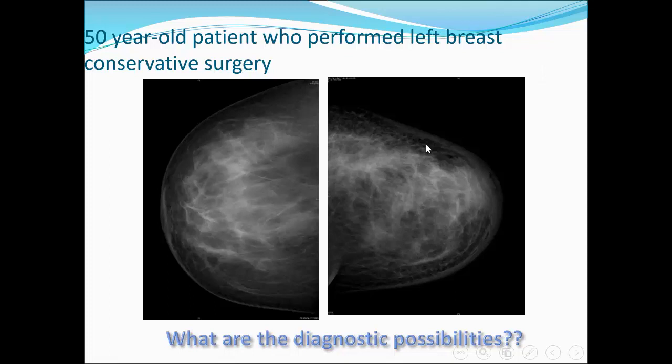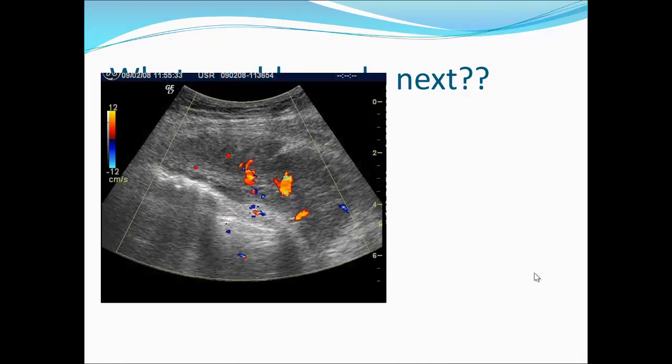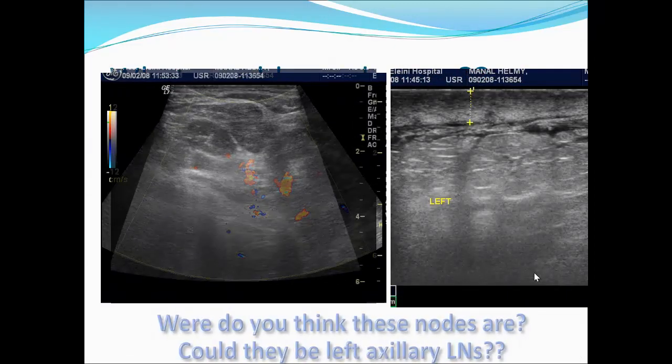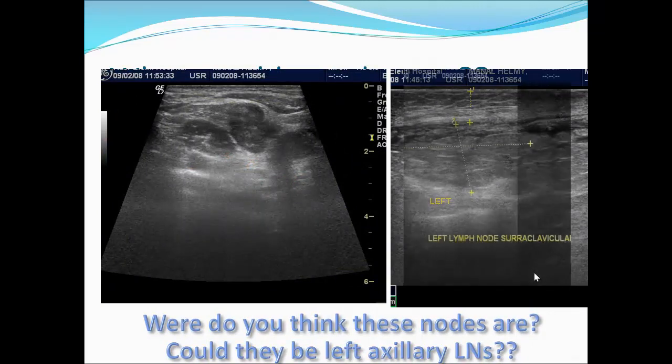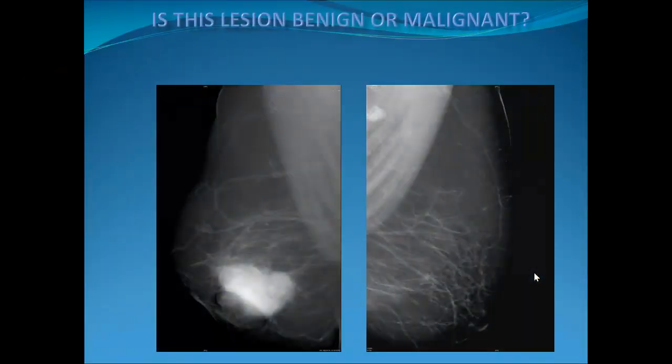So there is edema, trabecular pattern, skin thickening, but still we have to do ultrasound in order to see if there is recurrence or not. And here there is skin thickening and there is a mass here in the breast, and these are the lymph nodes, and she has also supraclavicular lymph node.